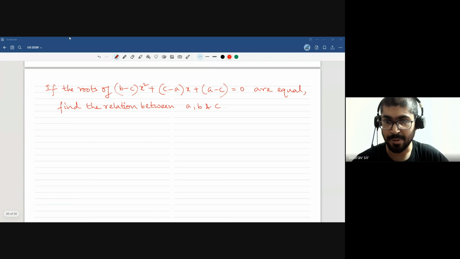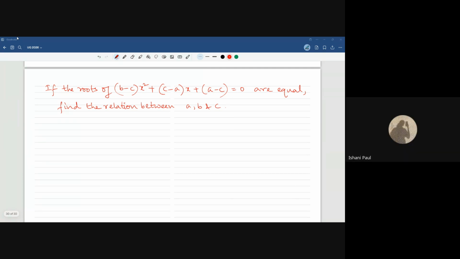That is not going to be working. How did you try it? What were the steps that you took? Sir, I did D equals to 0. Okay, that's it. Simple. Fine.